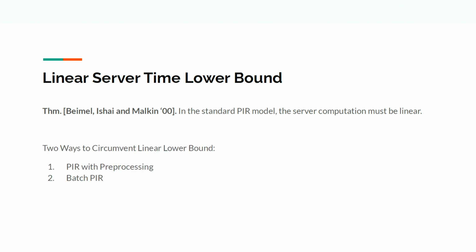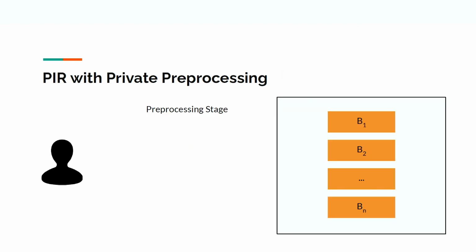Luckily, there were two ways shown to circumvent this linear lower bound, and I'll talk about them here. One is called PIR with preprocessing, and another is called batch PIR. Both of these enable us to get sublinear server computation per query. The first one I'm going to go through is called PIR with private preprocessing. The setting should look the same, except there's now a preprocessing stage where the client and server can work together to compute some hints without knowing the queries coming in. So it's preprocessing. You don't know the queries yet.